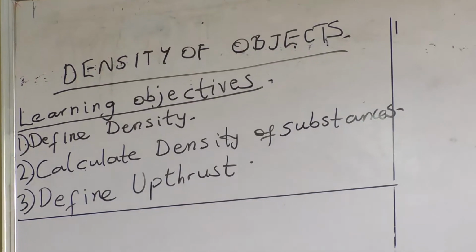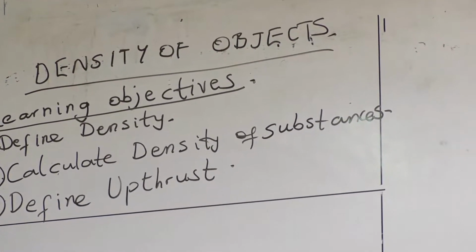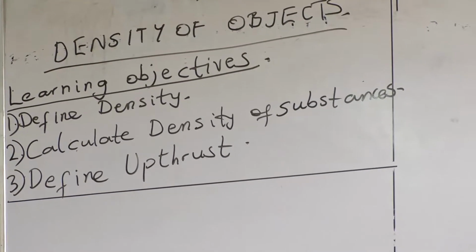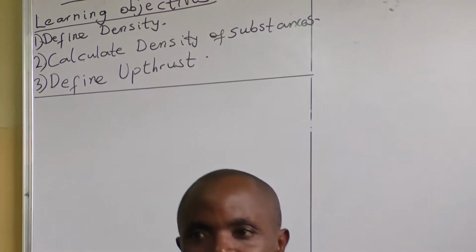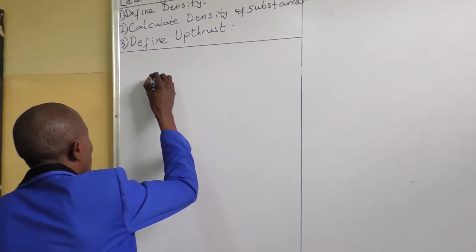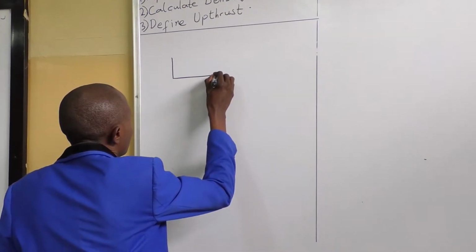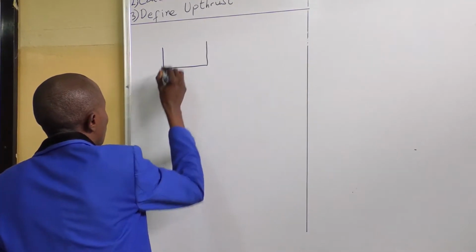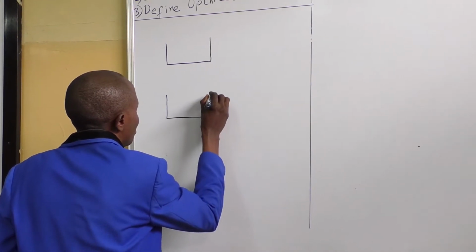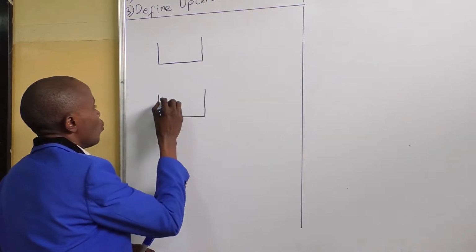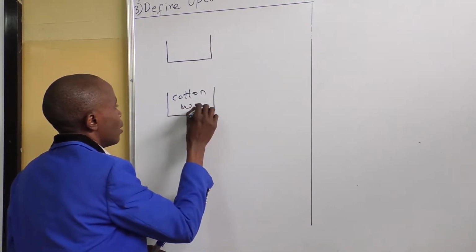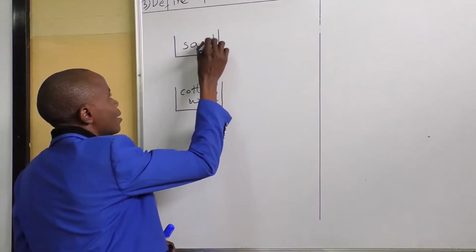Let us imagine you holding a box, say a paper box, filled with sand. And then you have another paper box of the same dimension, filled with, let's say, cotton wool. That's box 1. This is box 2 of roughly the same dimensions. This is filled with cotton wool, and this is filled with sand.